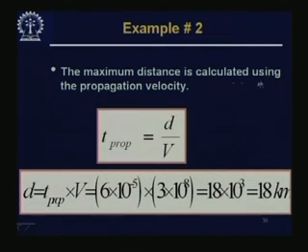The maximum distance is calculated using the propagation velocity. So, T prop is equal to d by v. So, d is equal to T prop into v, 6 into 10 to the power minus 5 into 3 into 10 to the power 8, which is 18 into 10 to the power 3, which is 18 kilometer. Now, with this kind of minimum frame length you can go up to 18 kilometer. Remember, now the minimum frame size has become 1500 bytes.